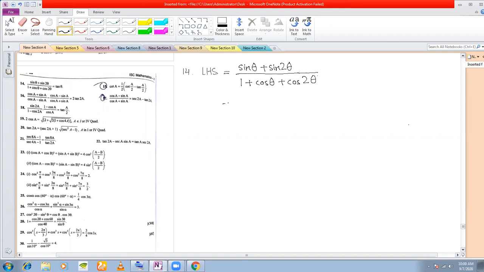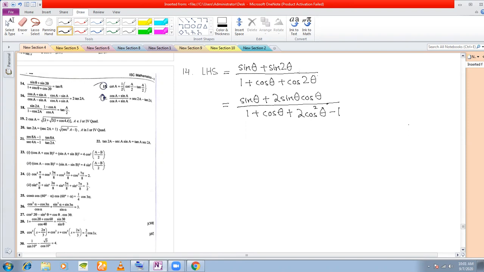We'll apply multiple angle formulas directly. Sine theta plus sine 2 theta can be written as 2 sine theta cos theta by the multiple angle formula, divided by this 1 plus cos theta, which we'll keep as it is, and cos 2 theta we will break up as 2 cos square theta minus 1. In fact, cos 2 theta can be broken up as cos square theta minus sine square theta, and also as 1 minus 2 sine square theta. But we are using the third form, 2 cos square theta minus 1.